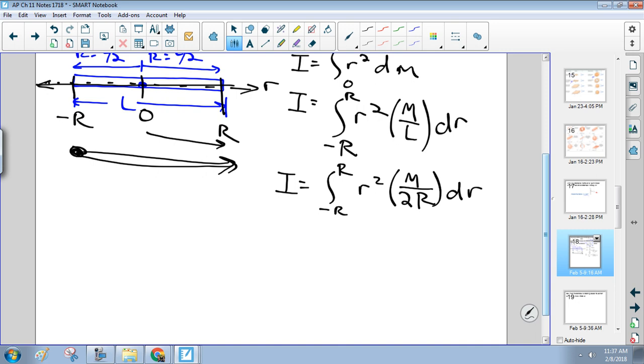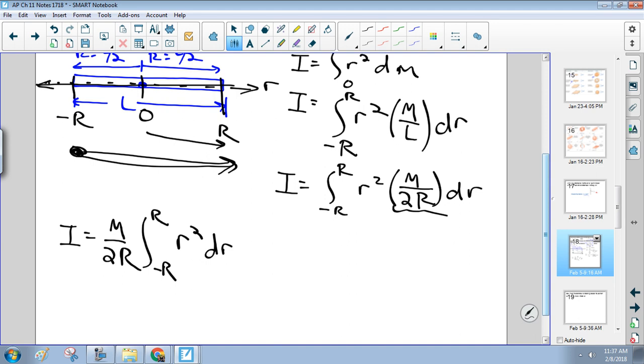Now, this is a constant, so I can pull it out. I'm going to go over here where I have a little more room. Now I've got the integral from negative R to positive R. Oops, I forgot to pull it out, didn't I? M over 2R times the integral from negative R to positive R of r squared dr.